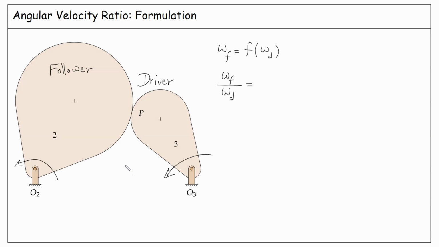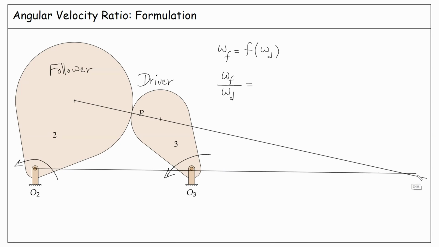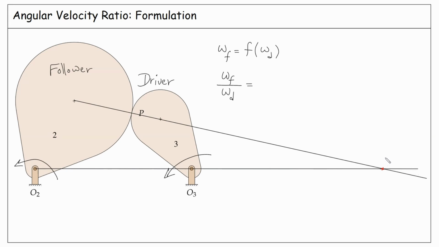Let's go back to the example of direct contact. In order to relate the angular velocities of link 2 and link 3, we need the intersection of the line of transmission and the line of centers. So let's draw them first. The line of transmission passes through the contact point and should be along the normal direction of the two surfaces. And the line of centers connects the centers and we extend it to intersect the line of transmission. This is the intersection point of the line of transmission and the line of centers. We name it Q.